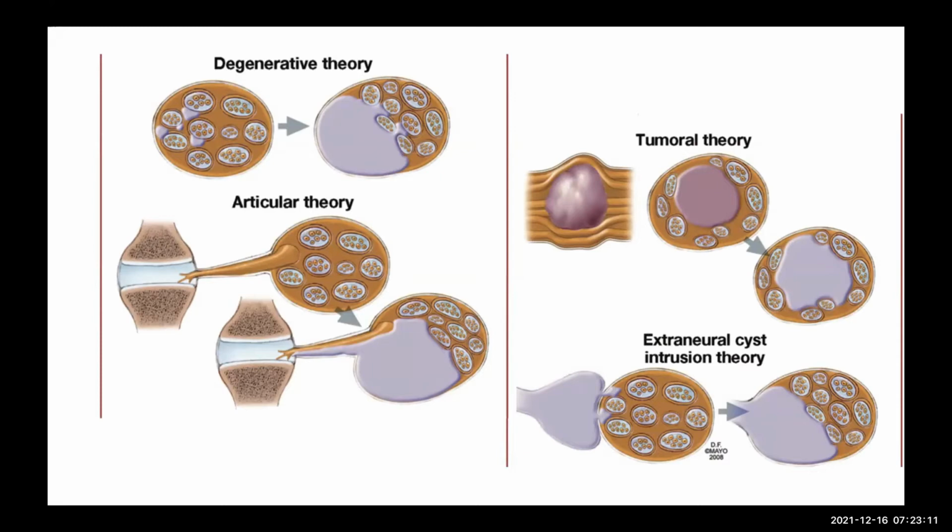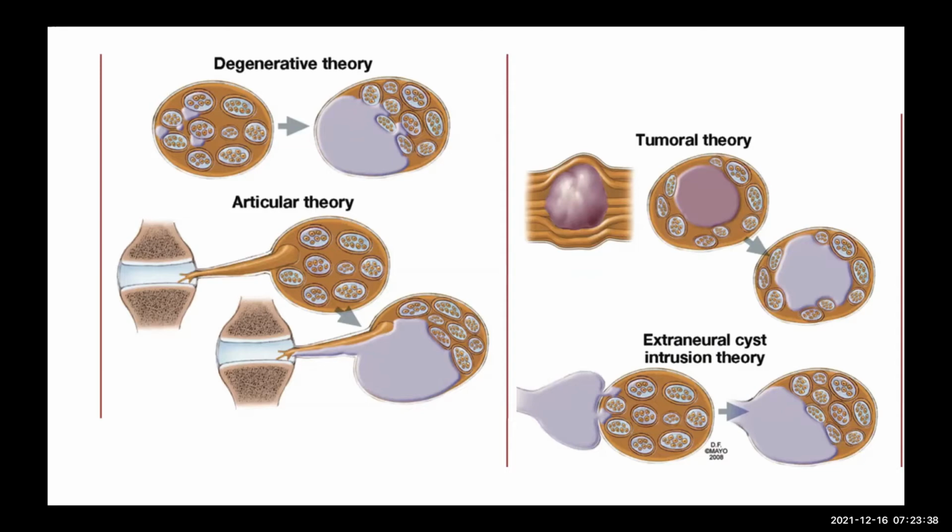So there were a few theories. There was a thought that maybe the epineurium would degenerate into a cyst. Maybe it was a tumor that was causing this, but that never really matched up with the pathology. They thought there was some sort of extraneural cyst, like a synovial cyst, or from some other nearby nerve that was unrelated and not continuous, somehow invading.